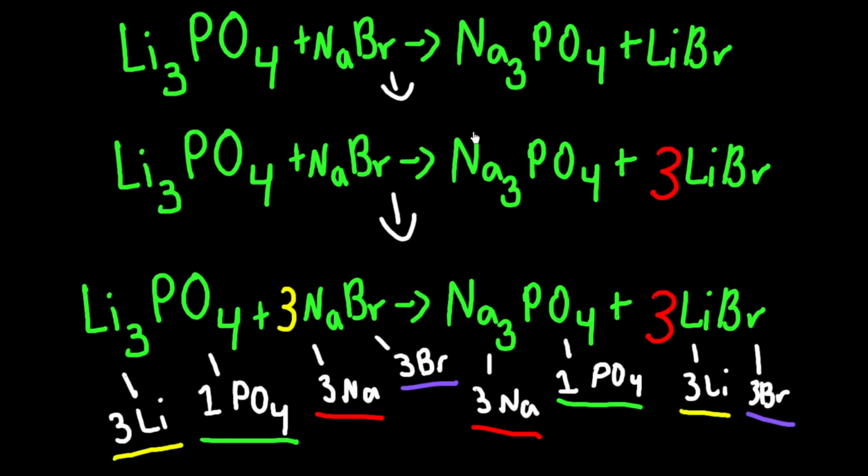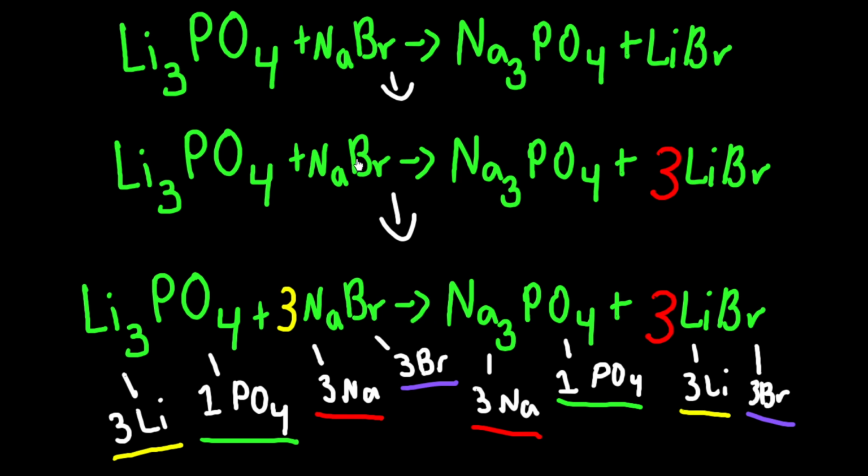Okay, so we're going to go over this step by step. So Li3PO4 plus NaBr yields Na3PO4 plus LiBr. Well, this might seem a little bit intimidating at first. The best way to do it is just to take it step by step. So you have 3 lithiums here and 1 lithium here. So what you want to do is you want to put a 3 there to make them equal, right? But putting the 3 there changed your amount of Br, right? It gave you 3 Br. So now you have 3 Brs on this side, and now you need to have 3 on this side.